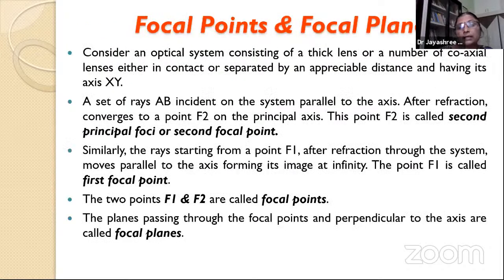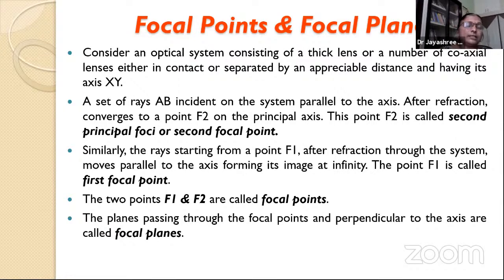Now, whenever we consider the first figure, these are the set of rays. We have two points, F1 and F2, which are the focal points. The planes passing through the focal points and perpendicular to the axis are called the focal planes. When a ray is incident on the system parallel to the axis, after refraction it converges to another point, which is the second focal point on the principal axis.